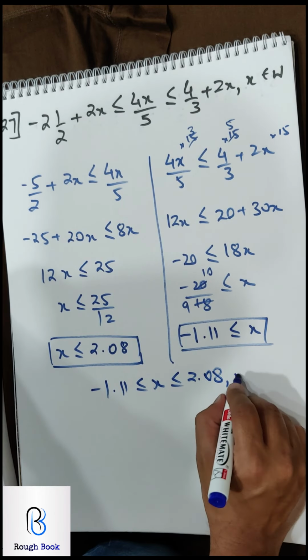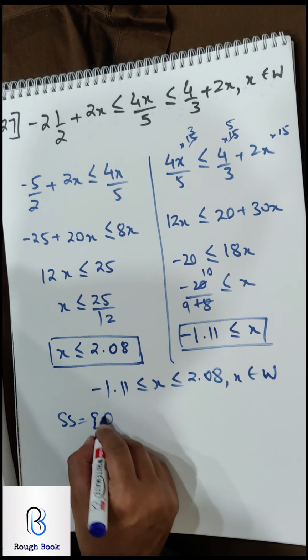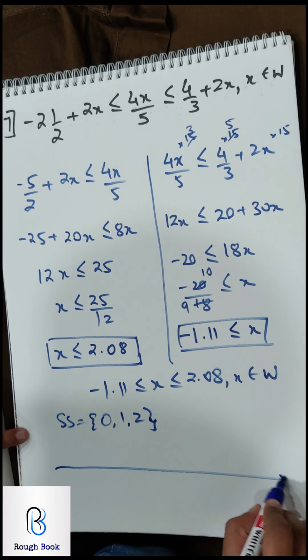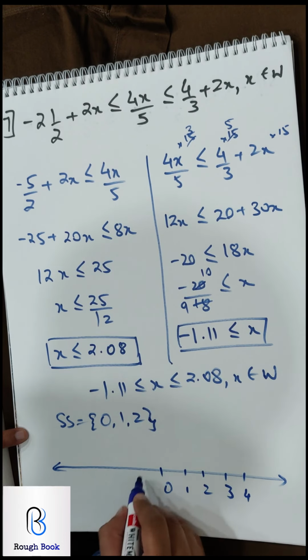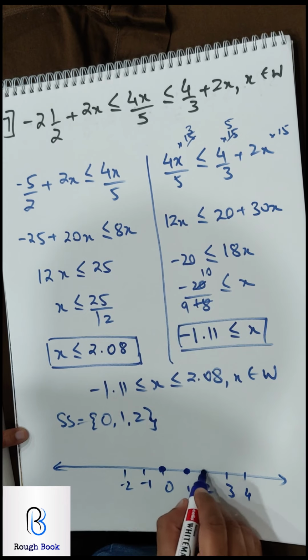And in this case, x belongs to W. So my solution set starting from 0, 1, 2. I can't go beyond 2. So a simple number line. 0, 1, 2, 3, 4, minus 1, minus 2. So 0, 1 and 2.